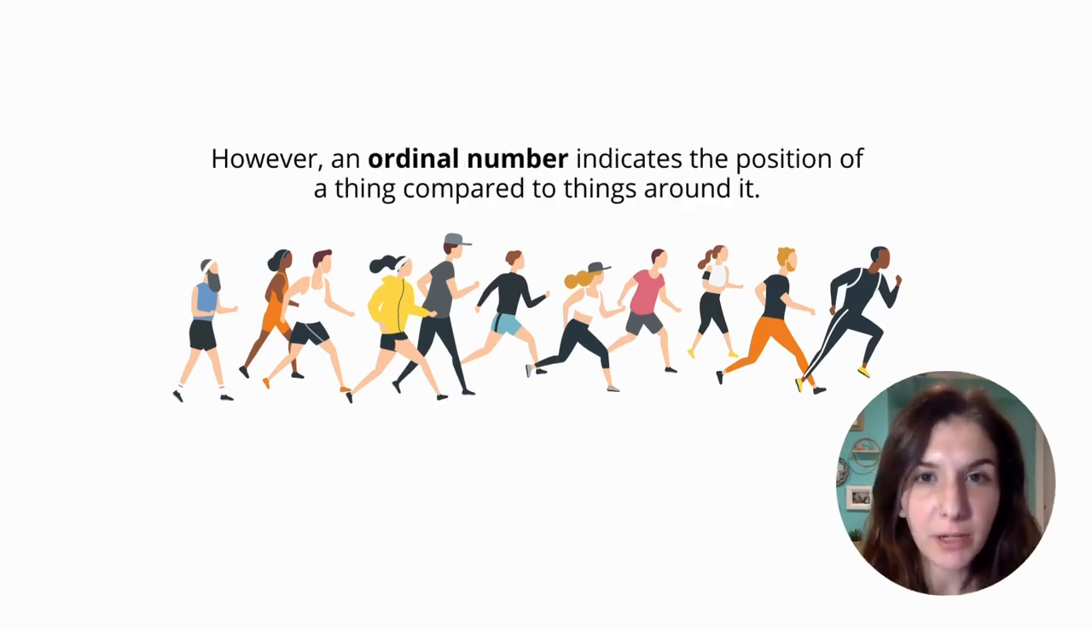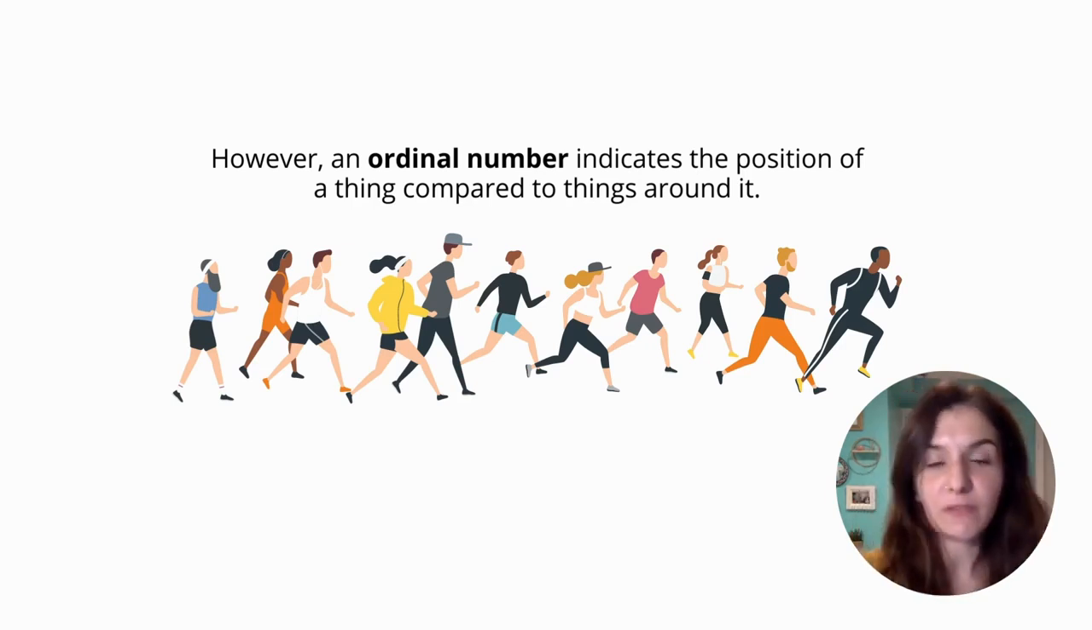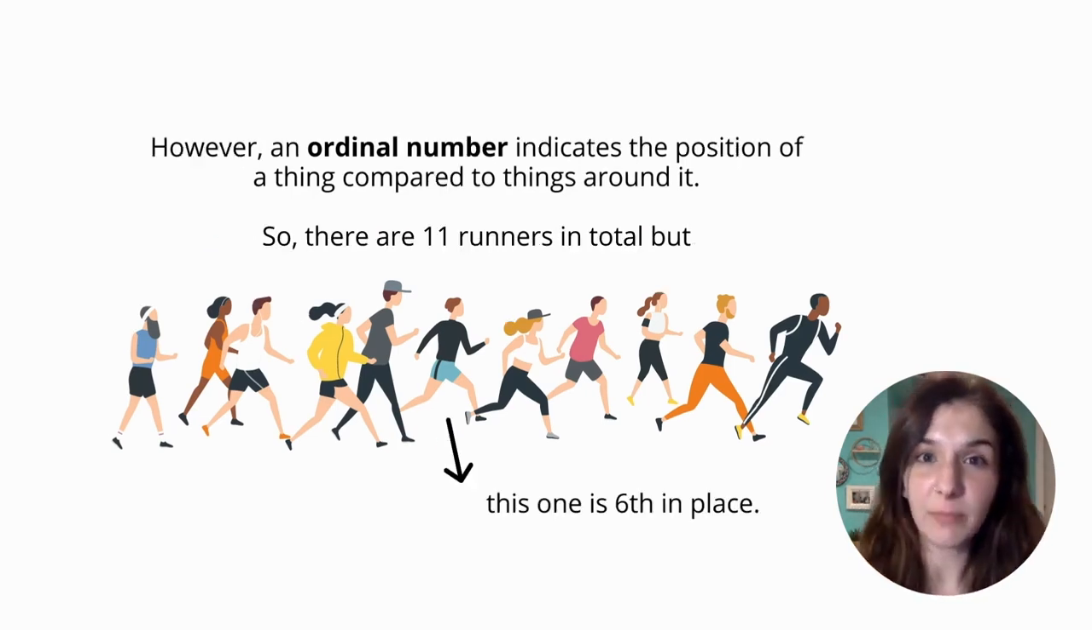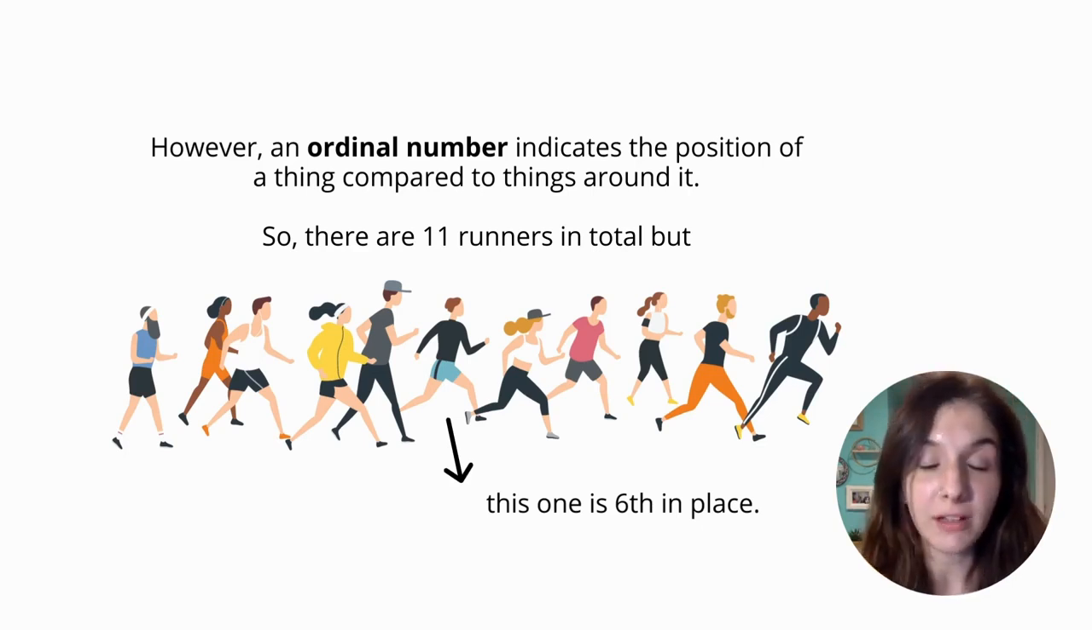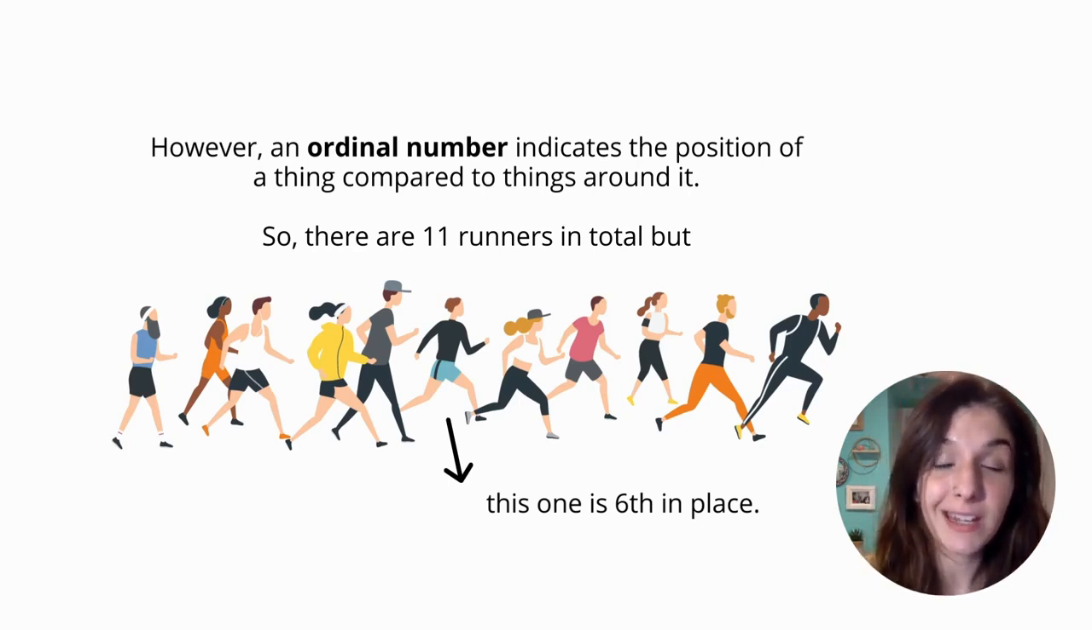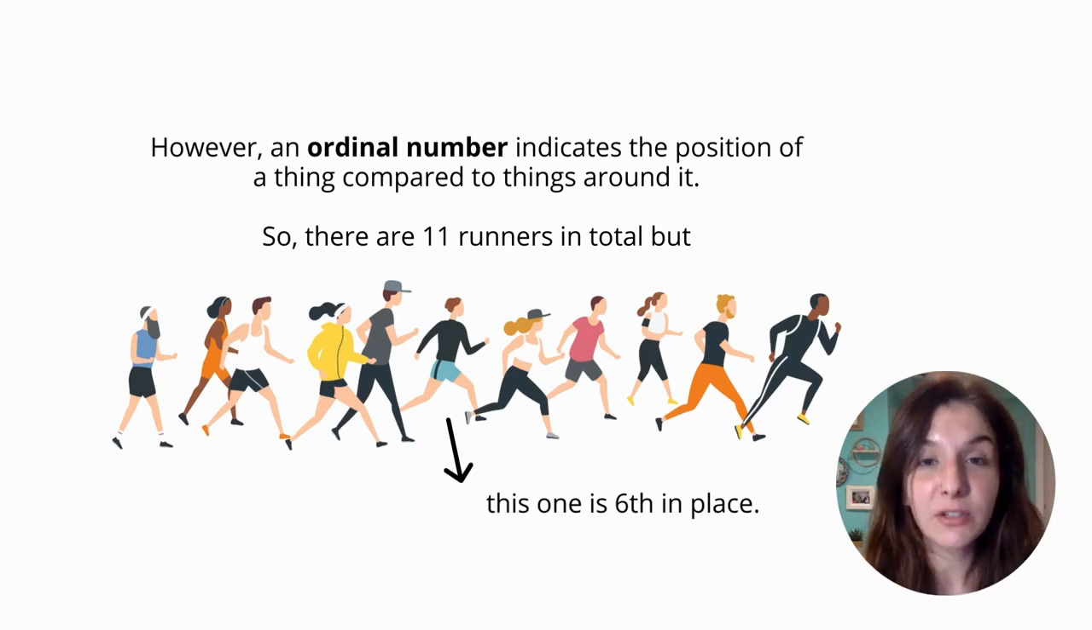An ordinal number, on the other hand, indicates the position of an object in a group of other things. So, for example, when compared to the things around it, where does this thing fall? So let's take the example of our group of runners again. There are 11 runners in total. 11 is the cardinal number. However, this guy with the arrow is in 6th place. This shows his position among the other runners. It indicates where he falls compared to the other runners around him.